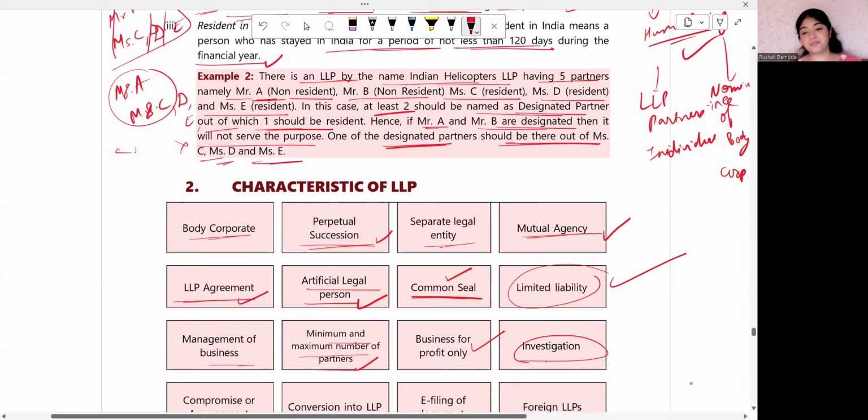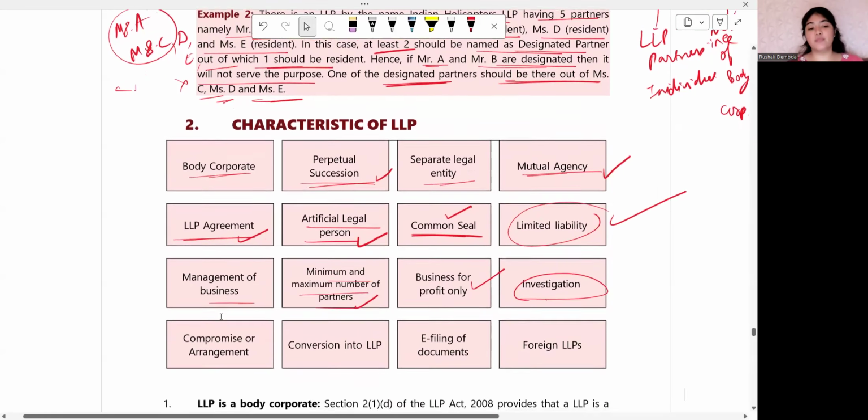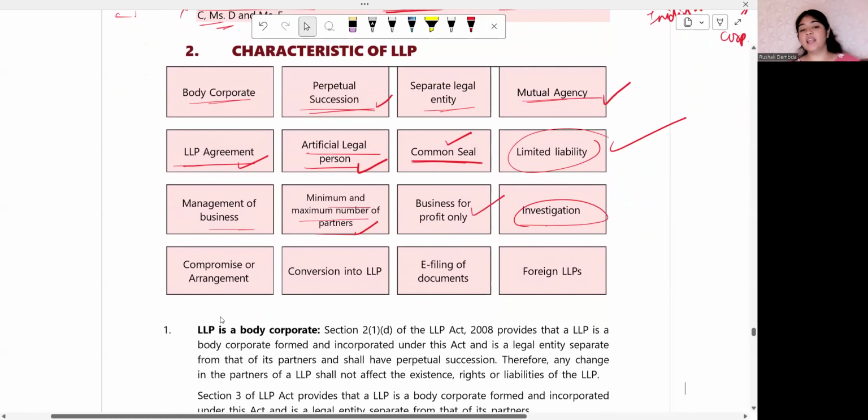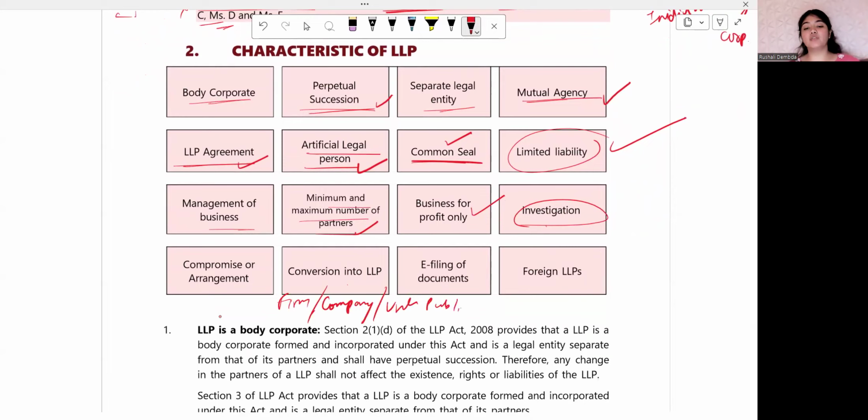Investigation can happen. Then we have compromise or arrangement. We may come to a compromise or arrangement. Conversion can be done into LLP. Partnership firm can convert into LLP. Firm can convert, or your company can convert, or your unlisted public company can also convert into LLP. E-filing of documents. Documents are required to be filed online. And there are also foreign LLPs. Okay, I just gave you a brief about characteristics. Let's see them in detail.